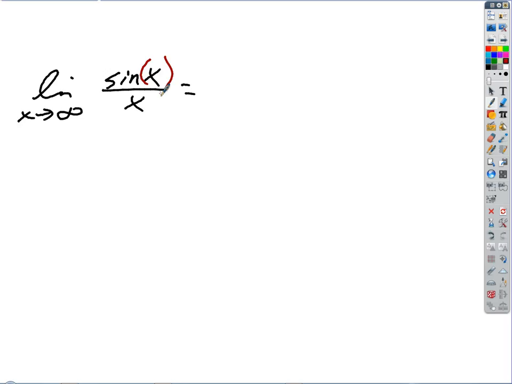Sine x over x equals, okay, now we know the limit of sine x over x as x approaches 0, right? That's one of our special limits, it's 1. Little different case though, so we approach infinity. What's the bottom doing? It's getting big. Okay, positive. What's the top doing?